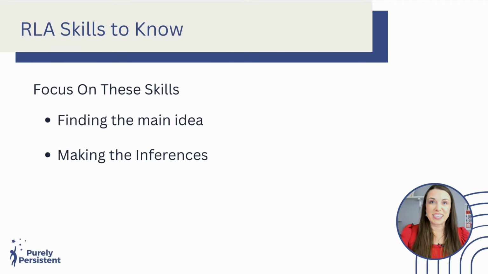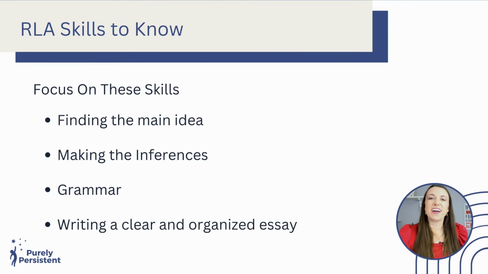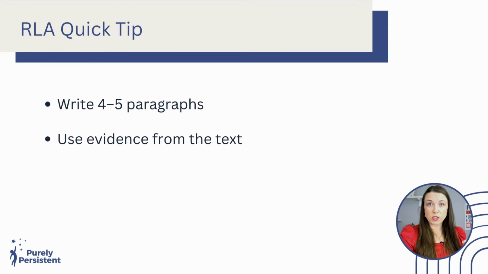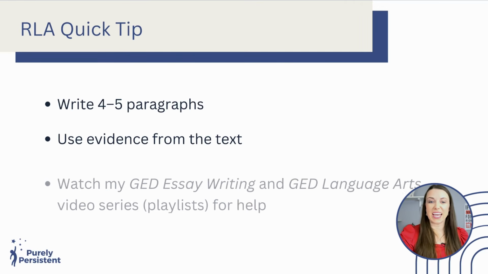Making inferences. So that's really an educated guess. Work on those grammar skills. And then finally being able to write a clear and organized essay. So here's a quick tip. With the essay, you're going to want to write 4 to 5 paragraphs. And you're going to want to use evidence that is directly from the text.